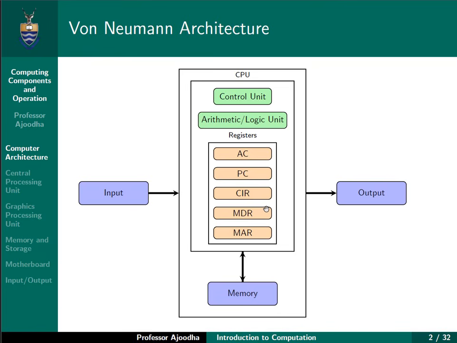We finally have the current instruction register, which is the CIR, which holds the current instruction being executed. So we're going to see how all of these things fit together on the next few slides, to be able to execute instructions. Finally, the input and output components of the von Neumann architecture are just the channels through which the computer interacts with the external environment and the user.